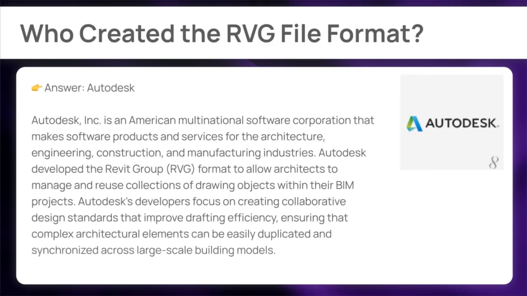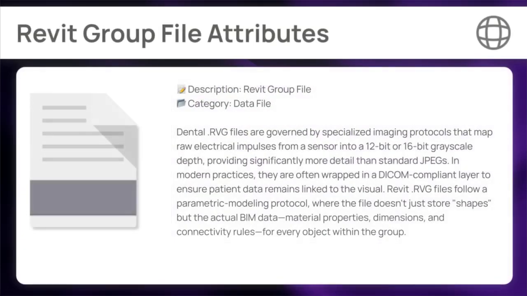In the architectural world, Revit utilizes this format to store external groups, which are collections of elements, like a specific furniture layout or wall assembly, saved outside the main project file so they can be easily reused across multiple building designs. Dental RVG files are governed by specialized imaging protocols that map raw electrical impulses from a sensor into a 12-bit or 16-bit grayscale depth, providing significantly more detail than standard JPEGs.